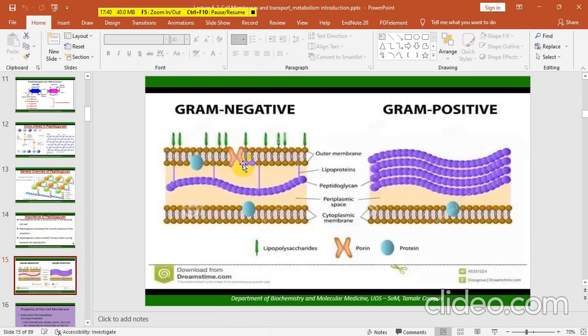Okay, so gram negative. You can see the gram positive has the thick, this blue thick peptidoglycan layer. Then you can see the gram negative has a very thin peptidoglycan layer, very thin. The gram negative also has 2 plasma membranes, one inner plasma membrane and one outer plasma membrane.